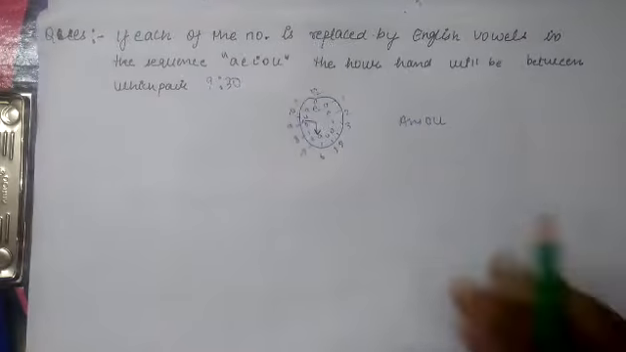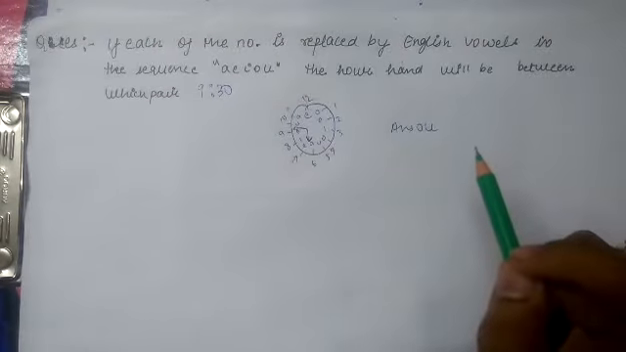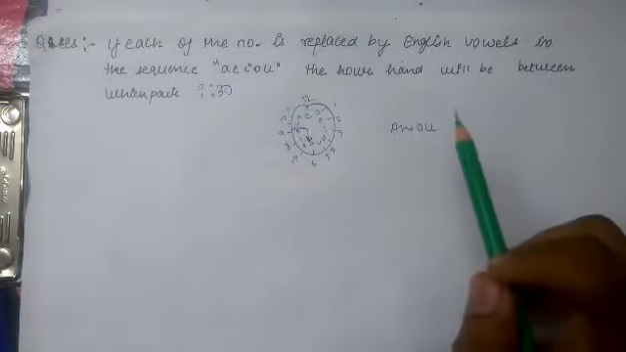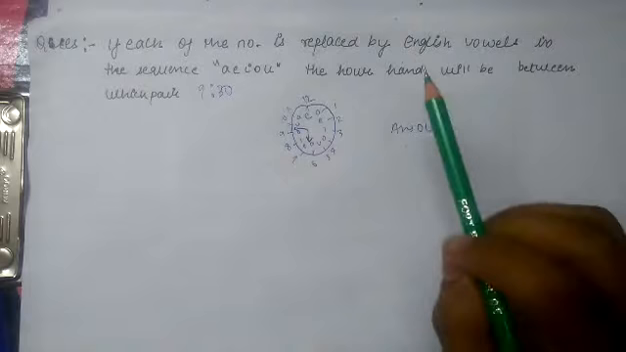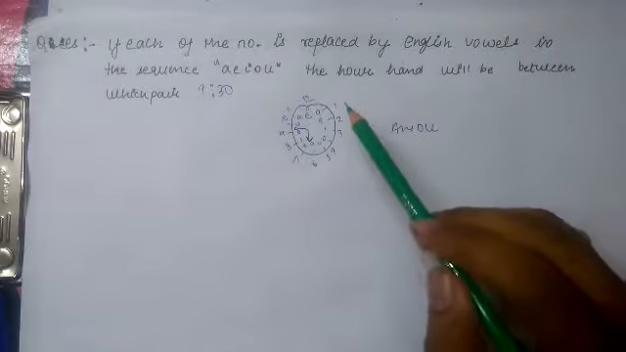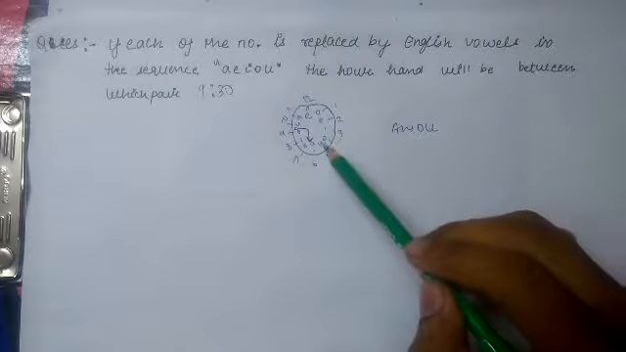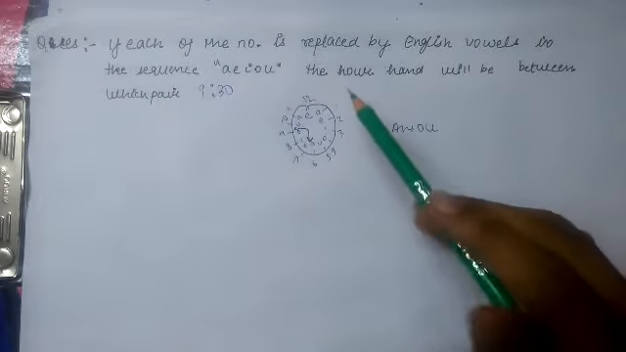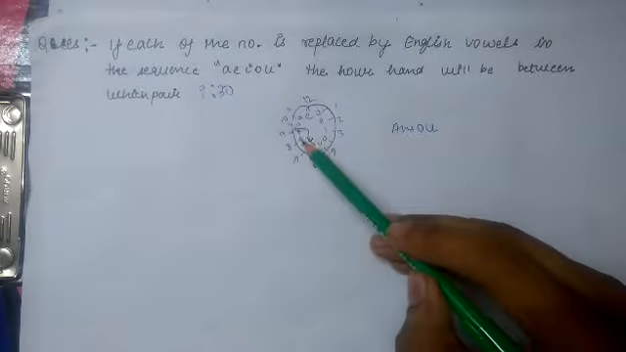In this question, if each of the numbers is replaced by the English vowels in the sequence A, E, I, O, U, the hour hand will be between which pair at 9:30? So we will replace like A, E, I, O, U, A, E, I, O, U in this way. At 9:30, the hour hand will be between O and U.